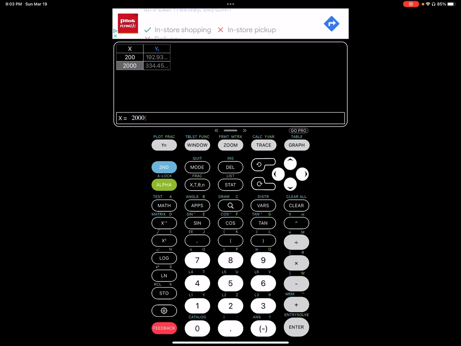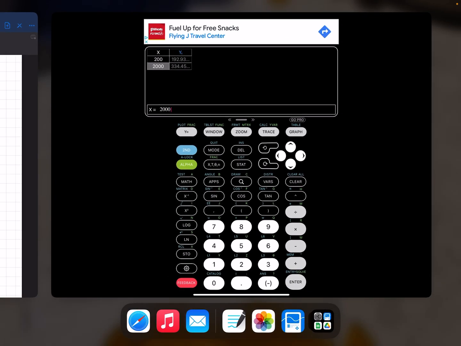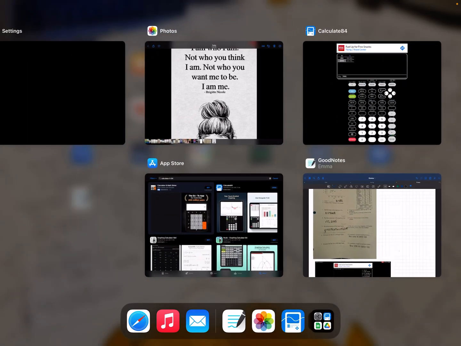Estimate the fare for a 200-mile flight, $192.93. Okay, then it says estimate the fare for a 2,000-mile flight. Okay, that's $334.45. Now, it says, using those estimates, draw the line on the scatter plot.